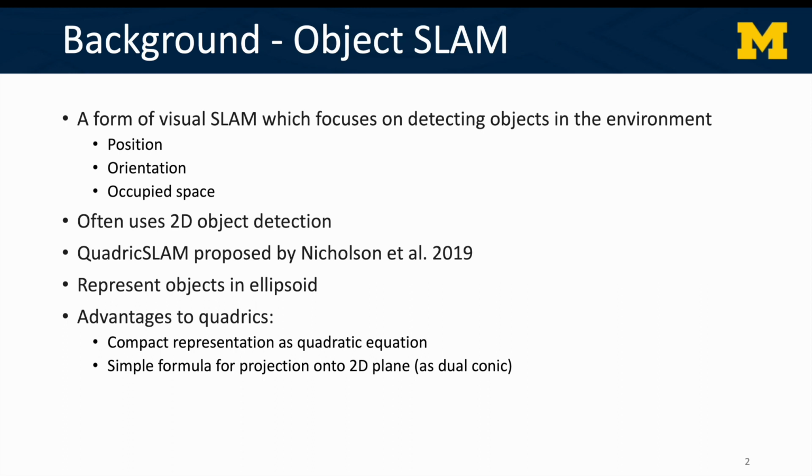Early object SLAM frameworks represented objects as cuboids. In 2019, Nicholson proposed quadric SLAM, which represents objects as ellipsoids instead. The advantage to this is that objects can be represented more compactly and can be easily projected onto the plane as an ellipse.